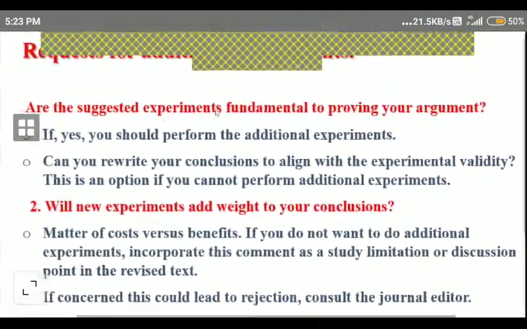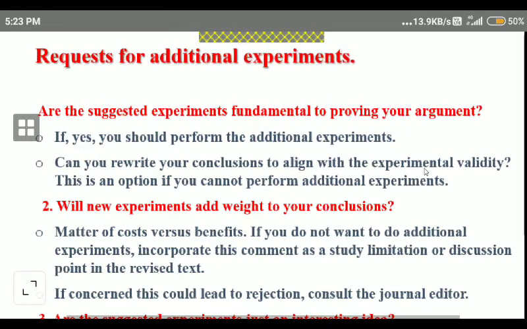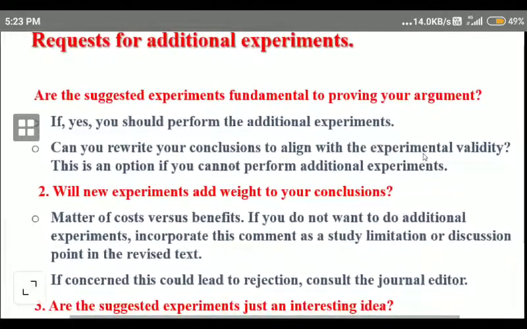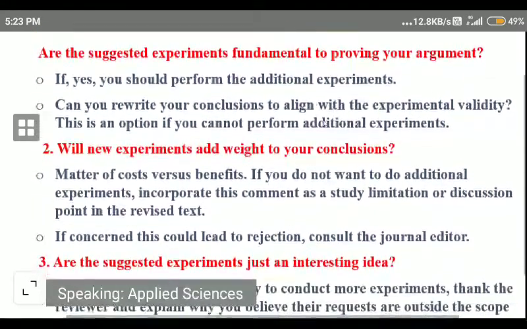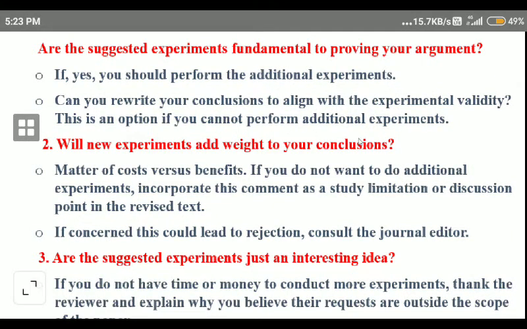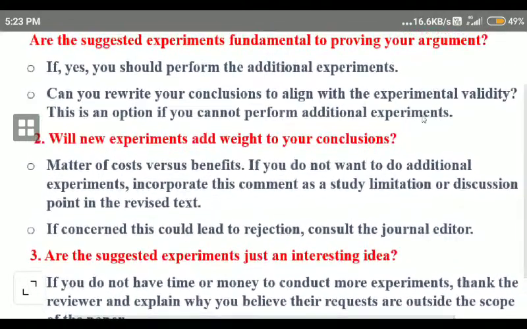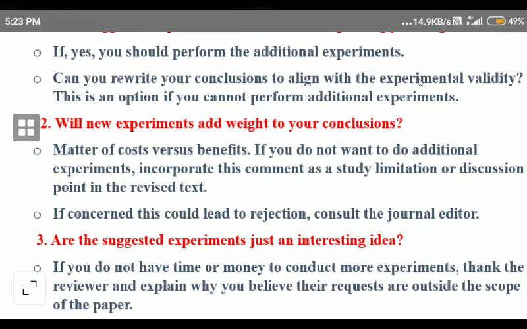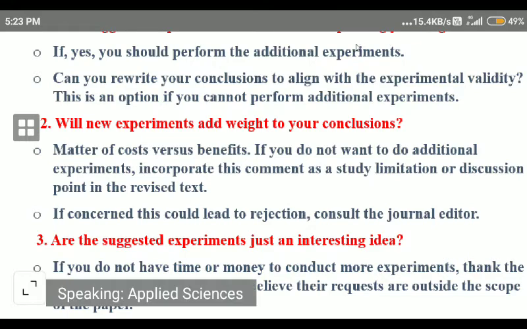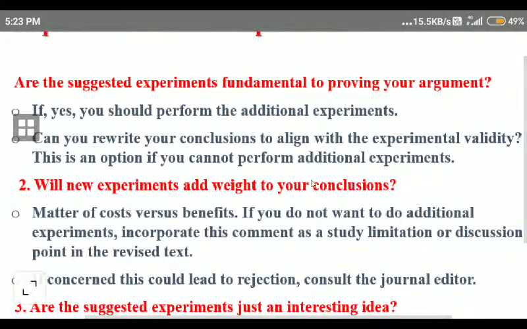The first question is, are the suggested experiments fundamental to proving your argument? You have to decide whether, for the hypothesis you are making in the paper, that experiment is necessary to prove it. If it's necessary, then you may have to perform that experiment. If you still have no facility to perform it, you can write in the response letter that you have changed your conclusion or abstract to match the validity of whatever experiments you have performed, as you do not have the facility for this experiment. Your answer is saying that you have made significant changes in the paper to meet the comments of the editor or reviewer, and that may not be very negative. It can be accepted as a logical response.